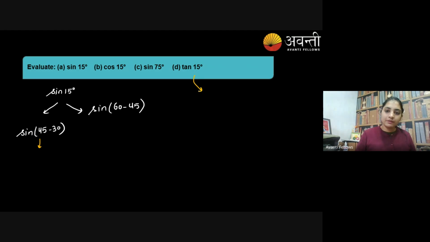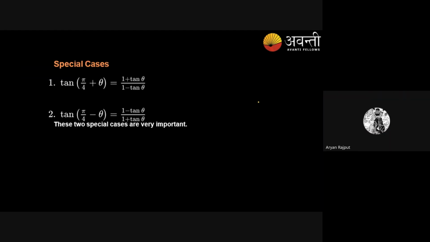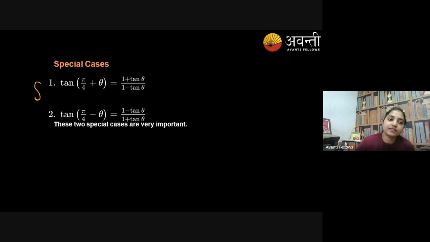So how to implement tan 15? It will look like tan 45 minus tan 30 degree, dear children, over 1 plus tan 45 tan 30 degree. Clear? Yes, ma'am. Okay. Now one special case is there.